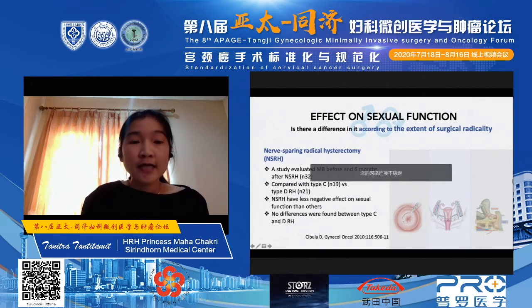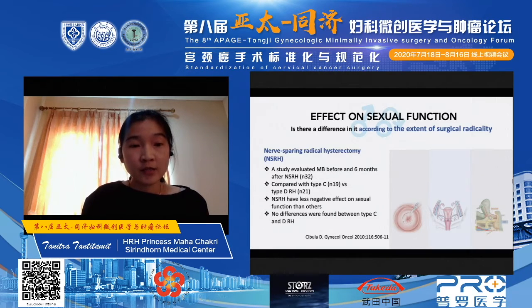Regarding nerve-sparing radical hysterectomy, a study evaluated morbidity before and 6 months after surgery, comparing type C1, C2, and type C radical hysterectomy. The results show the patients who had nerve-sparing surgery have less negative effect on sexual function than others, and no difference so far between type C and type D radical hysterectomy.